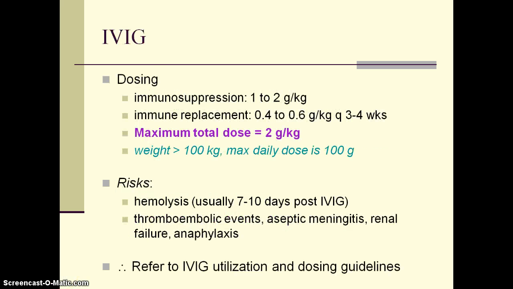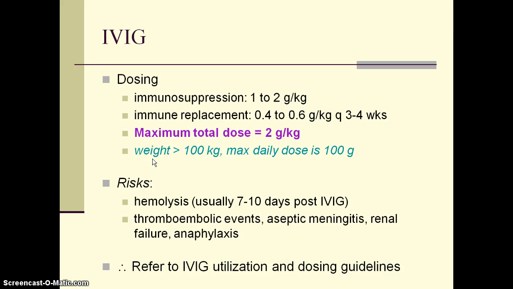Moving on to IVIG, there are 2 main dosing regimens. The dosing regimen for IVIG for immunosuppression, for example, your classic ITP patient, will be 1 to 2 grams per kilogram total dose. For immune replacement, whether primary immunodeficiency or secondary immunodeficiency due to an underlying lymphoproliferative disorder with frequent infections and a low baseline IgG level, for example, that dosing regimen is 0.4 to 0.6 grams per kilogram every 3 to 4 weeks. Regardless of the underlying indication for IVIG, the maximum total dose is 2 grams per kilogram at any one point in time.